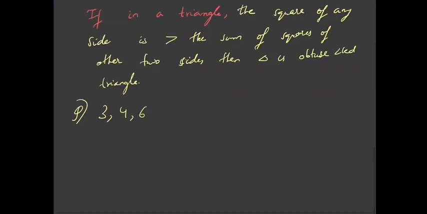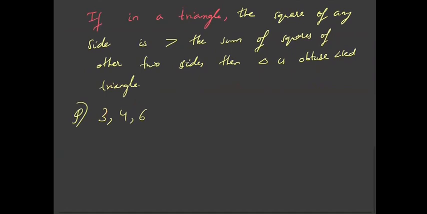Okay. So here we can see that 6 square is greater than 3 square plus 4 square. So this implies that triangle is obtuse angle triangle.